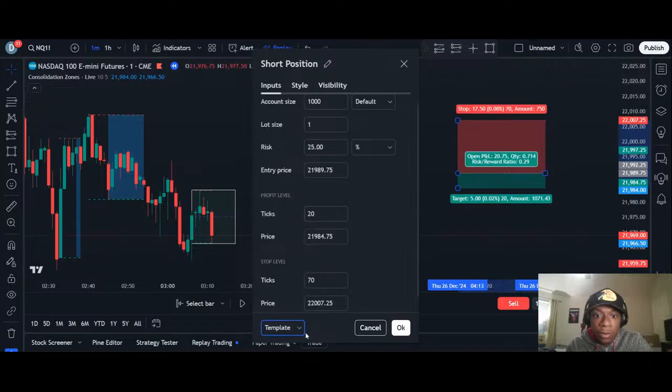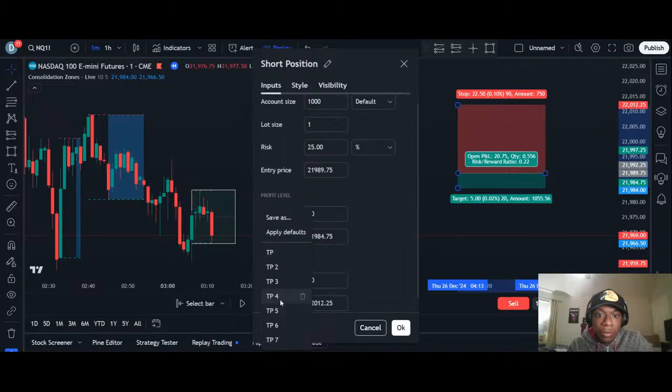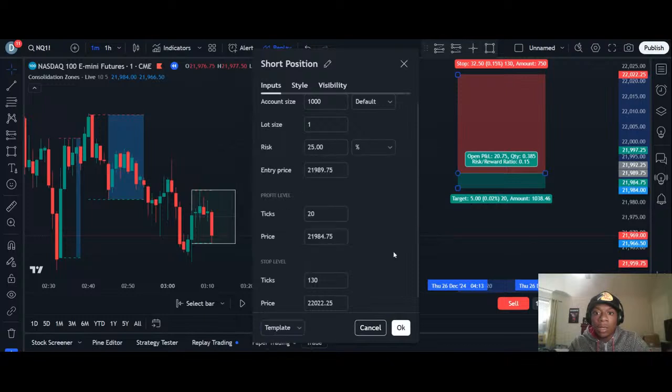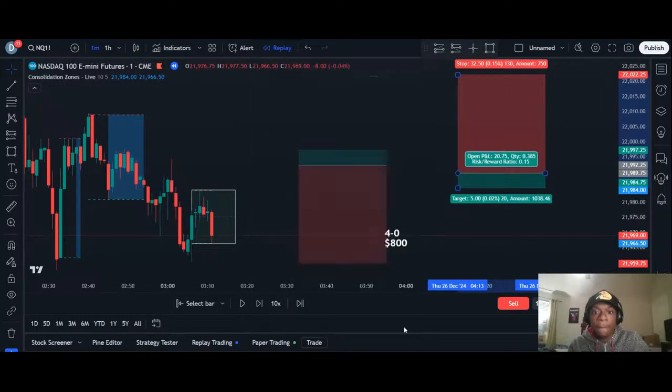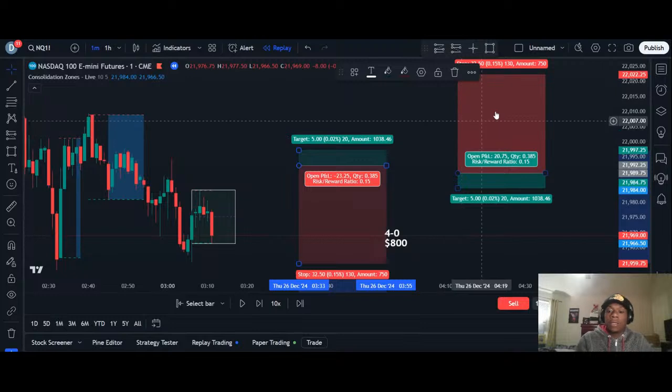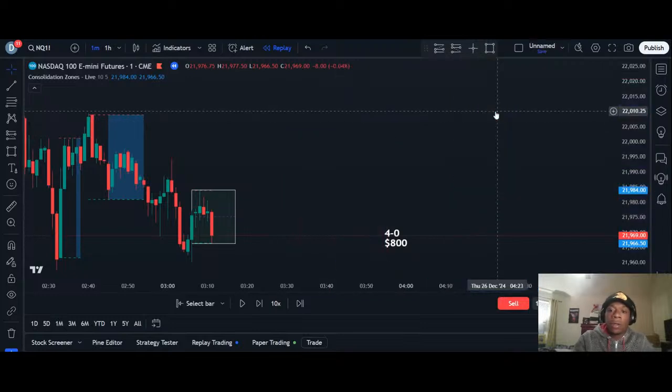TP2 would be 20 for 70, 20 for 90, 20 for 110, 20 for 130. I'm gonna go ahead and delete these because I don't go 7 in a row anymore. I just do 5. All right, so let's get to this last trade for Thursday and see if we are winners or losers.